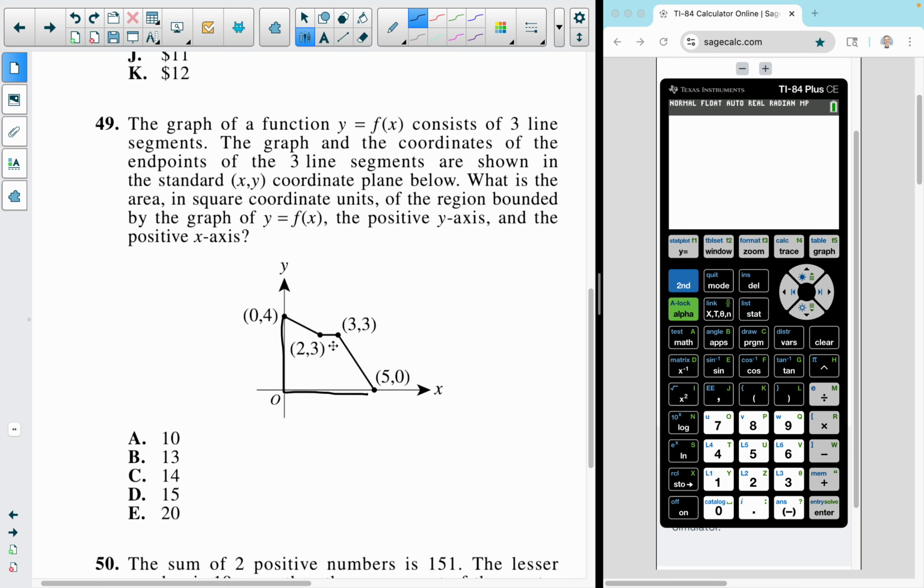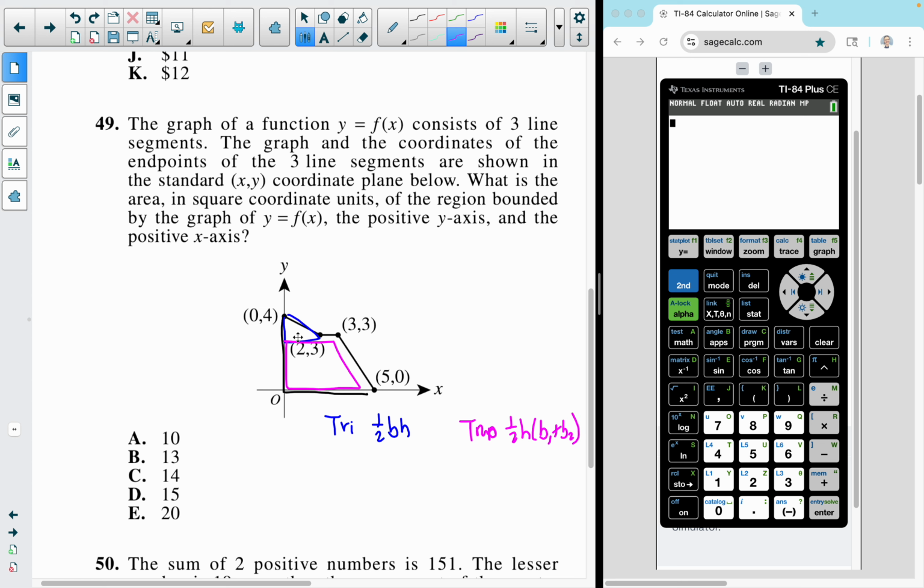To find this, we have to break it up into shapes that we know. So I can create a right triangle here, and then we have a trapezoid with that same shape. So we have a triangle and a trapezoid. The area of a triangle is 1/2 base times height, and the area of a trapezoid is 1/2 height times base 1 plus base 2.